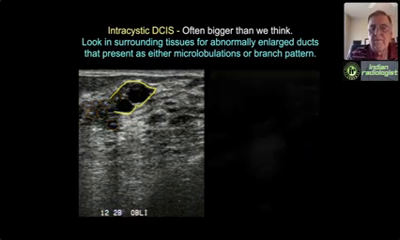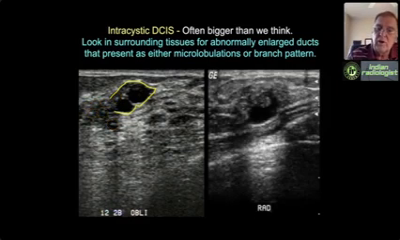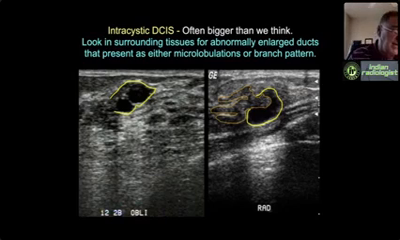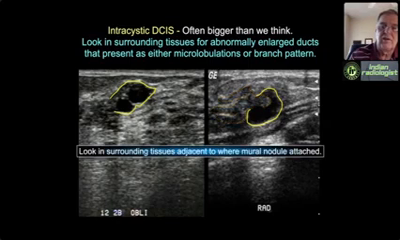Another case, similar. Tiny mural nodule, but I have an absent thin echogenic capsule along the left side where it's attached. And if I look carefully, I can see several enlarged ducts in the surrounding tissue. So again, intracystic DCIS, the answer is not necessarily inside the cyst, but in the grossly enlarged ducts and or microlobulations in the surrounding tissue.